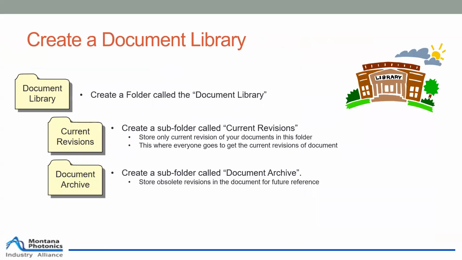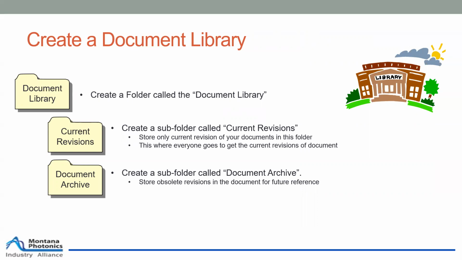To create a document library, you'll begin by creating a top-level folder called the document library. And we use that term library to invoke knowledge. This is the place where you're going to store your knowledge and provide a common location where people can go to access this knowledge. In this folder, you're going to create two subfolders, a current revisions and an archive folder.